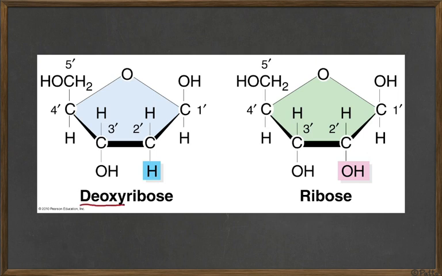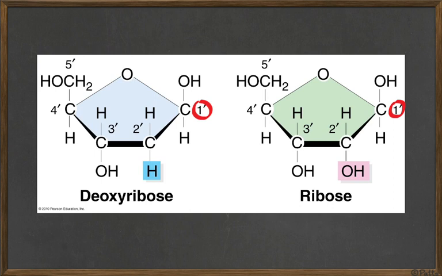Deoxyribose means a ribose with less oxygen, or without oxygen. It misses an oxygen in this carbon over here. So in this carbon, you have a missing oxygen in the deoxyribose. Okay. Another thing that's important here is for you to know these numbers.